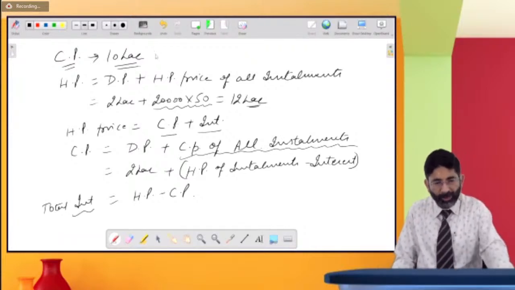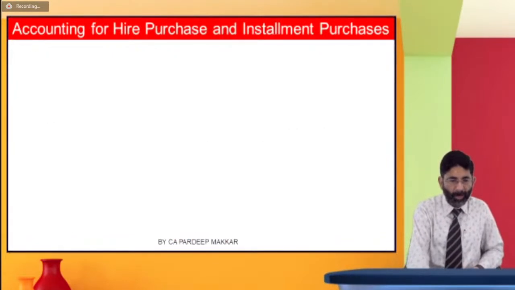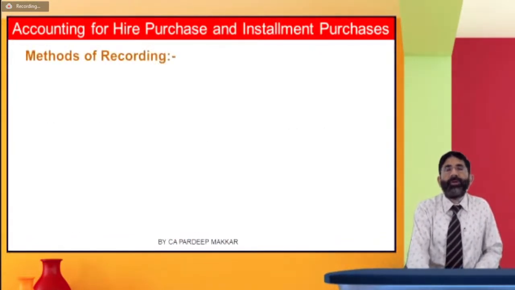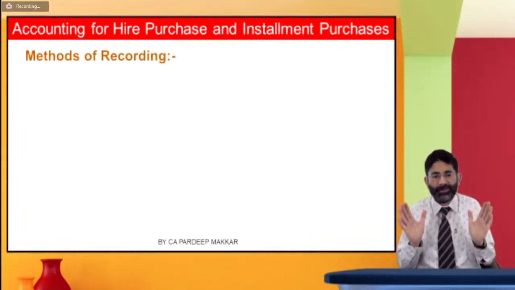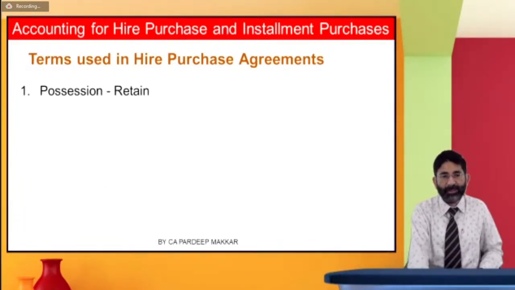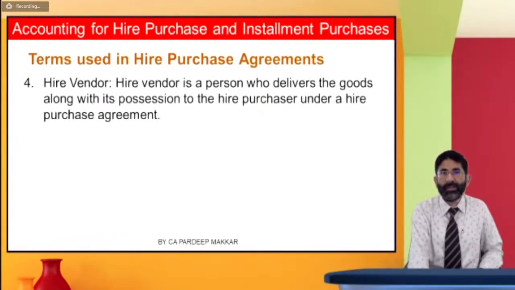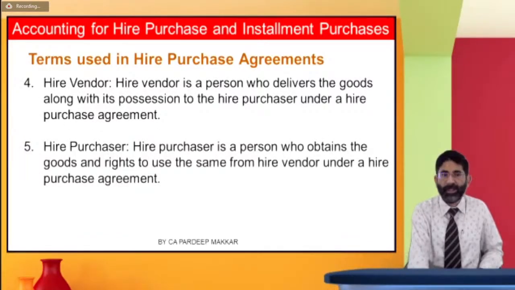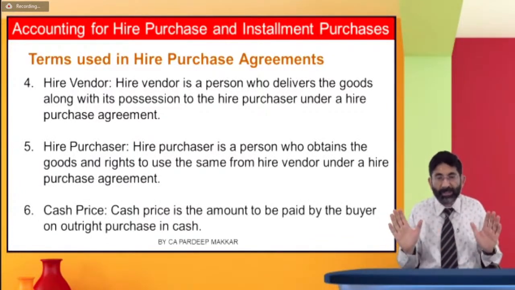Let's come to the point. Method of recording. Now I assume that you have understood all the terms. These are the terms which you have to understand: one is possession, second is down payment, third is repossession, fourth is hire vendor, fifth is hire purchaser, and sixth is cash price. I assume everything is clear. Please tell me.